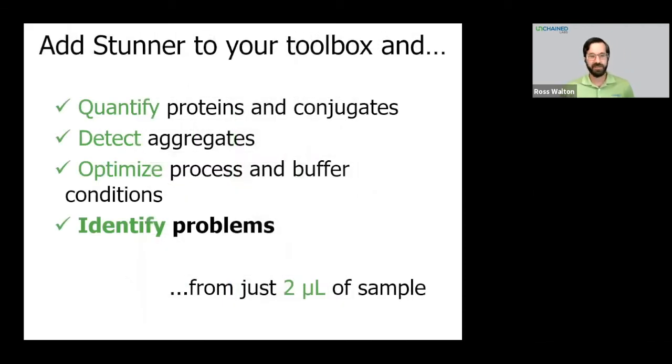So adding Stunner to your toolbox, like I've shown you, gives you some more tools and more ways of quantifying proteins, as well as conjugates, either a fluorescent label or a drug. It also gives you ways of detecting aggregation as part of a formulation study or during process development. And that's just 2 examples of places you can use Stunner, and where, frankly, Stunner is useful anywhere you need to look for aggregation. And really the big point of Stunner that I think is the most important is that it helps you identify problems before they get too big, and does it from just 2 microliters of sample.